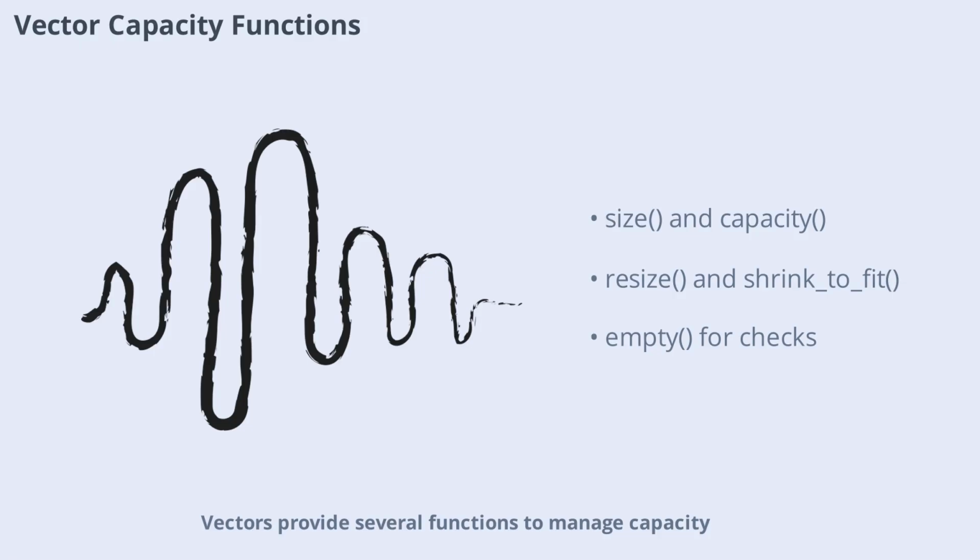Vectors provide several functions to manage capacity. size returns the number of elements, capacity shows the allocated storage, and max_size gives the maximum possible elements. resize(n) changes the vector size, empty checks if it's empty, and shrink_to_fit reduces capacity to fit the size. These functions help you control memory usage and performance.